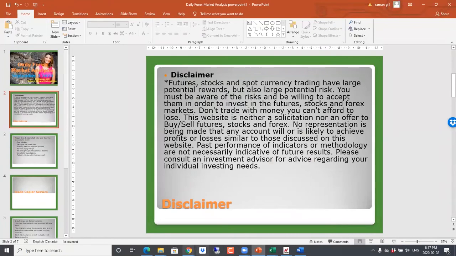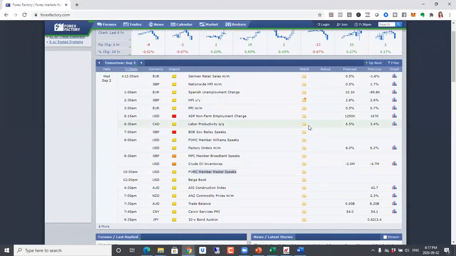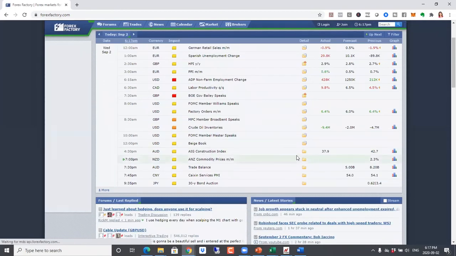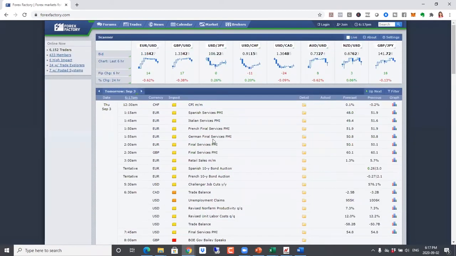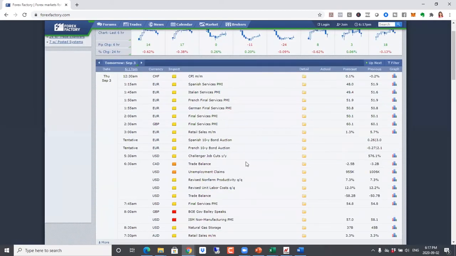As usual, we'll start off by taking a look at our calendar here. All right, so coming up here, we do have trade balance numbers for Australia this evening, and on Thursday we have a whole bunch of PMI numbers out of the Eurozone, and we have trade balance numbers for Canada. Unemployment numbers for the US.